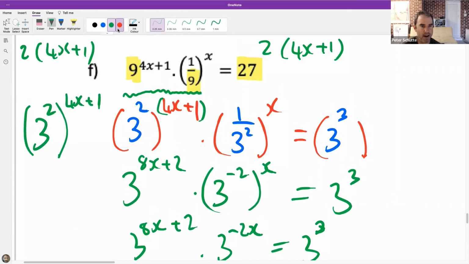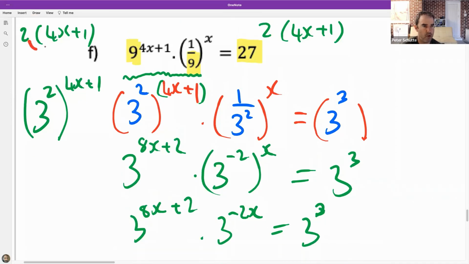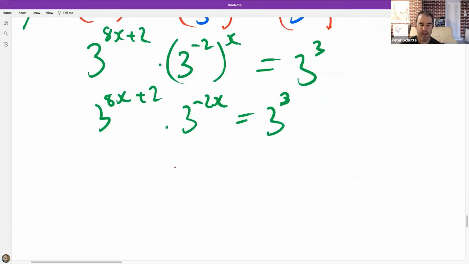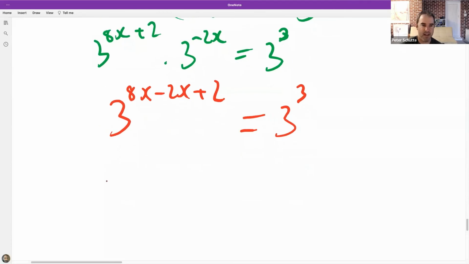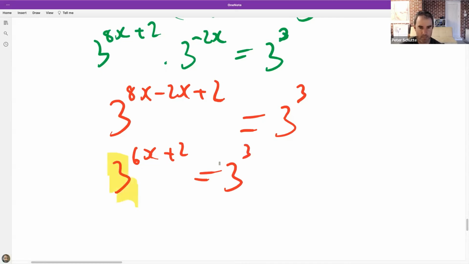And if it's in a bracket, you don't just multiply the 2 by the 4x, you also multiply it by the 2. And so that's how I get that part. Okay, so let's try and wrap this up now. So we're going to get 3, and we're going to get 8x minus 2x plus 2 equals that. And then we're going to get 3 to the 6x plus 2 is that. And now we're going to drop the bases because there's one base on each side.